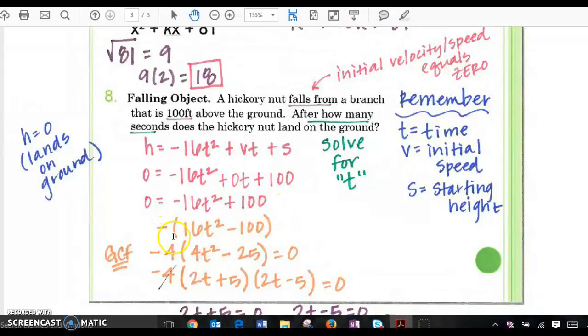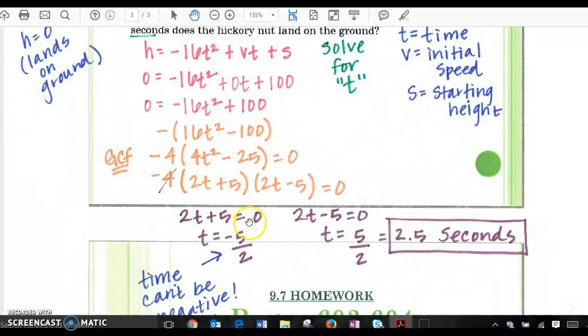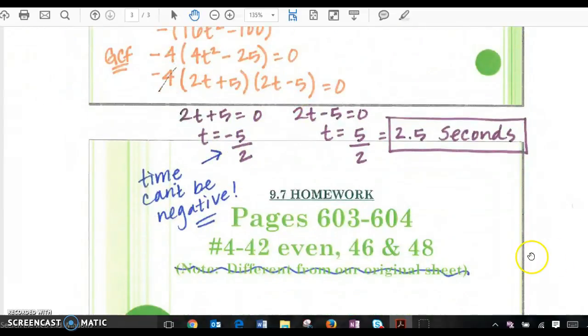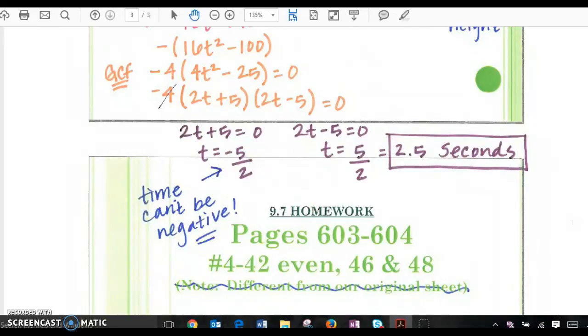Take out a negative 4, in fact, and you have 4t squared minus 25 equals 0. This is a difference of two squares, 2t plus 5 and 2t minus 5. Set both of them equal to 0. 2t plus 5 equals 0, and 2t minus 5 equals 0. t equals negative 5 halves, but you know that time cannot be negative, so that one's a goner. And you have 2t equals 5, t equals 5 halves, which is 2.5 seconds. Therefore, it would take 2.5 seconds for that to hit the ground.